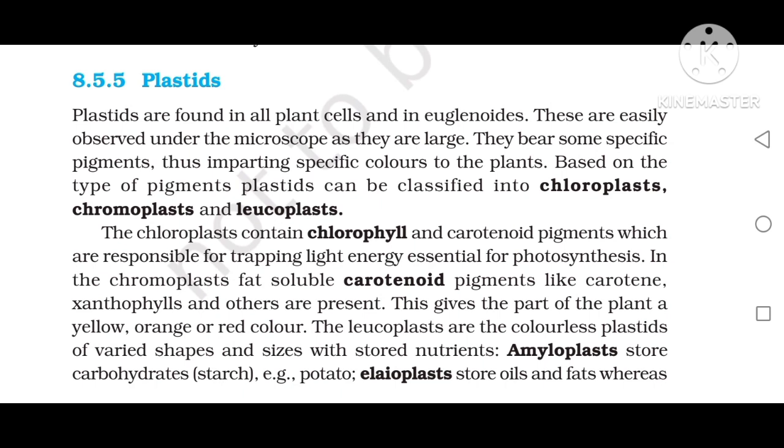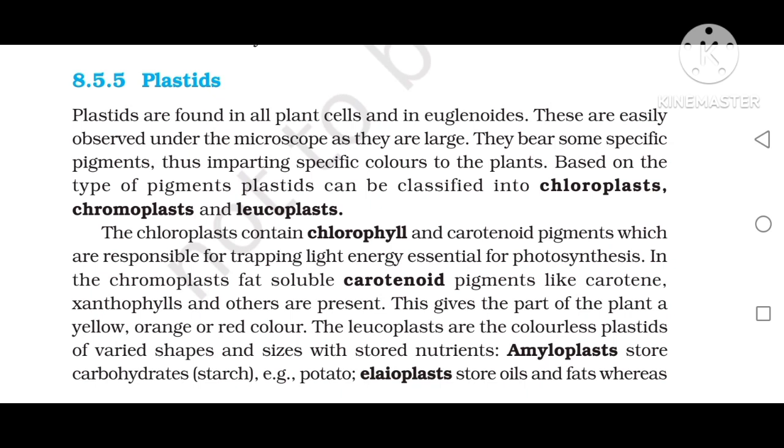Plastids. Plastids are found in all plant cells and in euglenoids. These are easily observed under the microscope as they are large. They bear some specific pigments, thus imparting specific color to the plants. Based on the type of pigment, plastids can be classified into chloroplasts, chromoplasts, and leucoplasts.